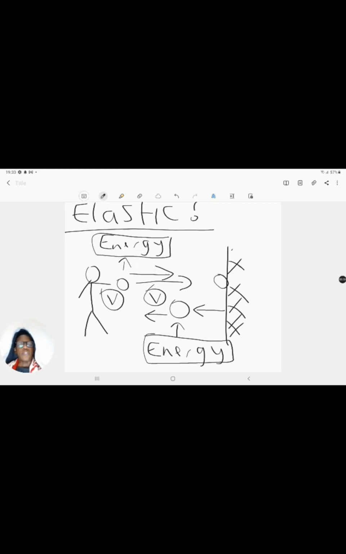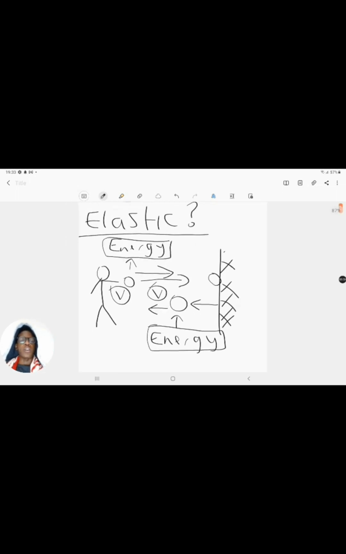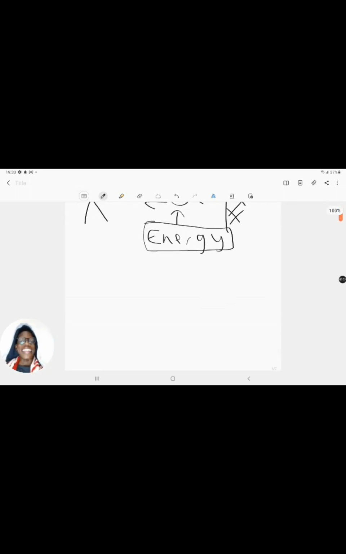Now, which kind of energy has to do with velocity? In other words, which kind of energy has to do with motion? Which energy gives us a measure of motion? Well, that is our kinetic energy. That's our kinetic energy.